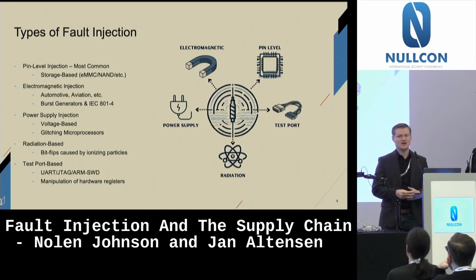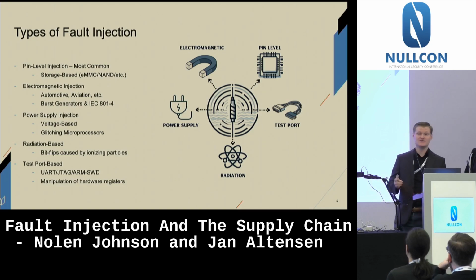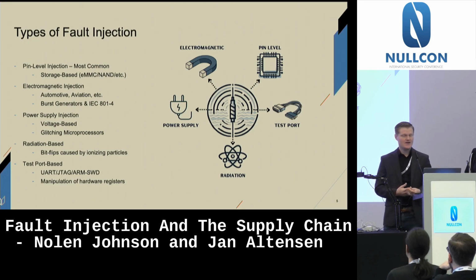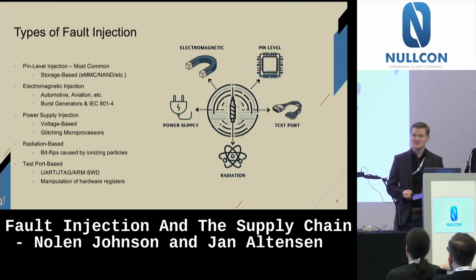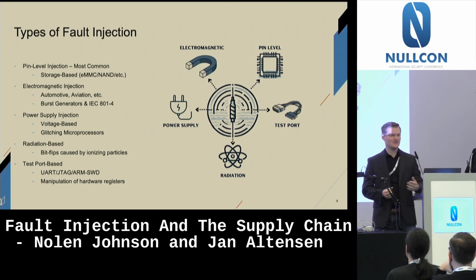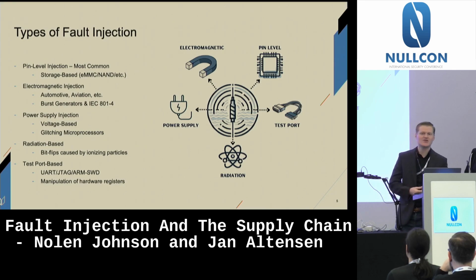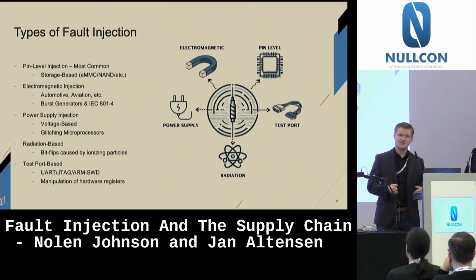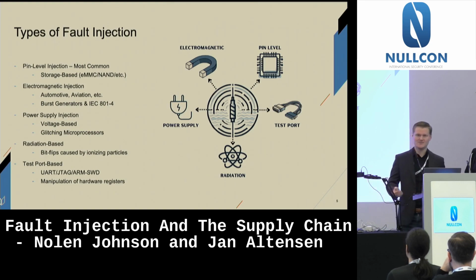Power supply injection. A lot of you have probably heard about this in the crypto space recently. This is what you might hear referred to as voltage-based, glitching microprocessors and small devices. Think hardware wallets. You've probably seen the YouTube videos, I cracked the hardware wallet and made $3 million. That is a form of fault injection, and that is one of the uses of this type of attack.